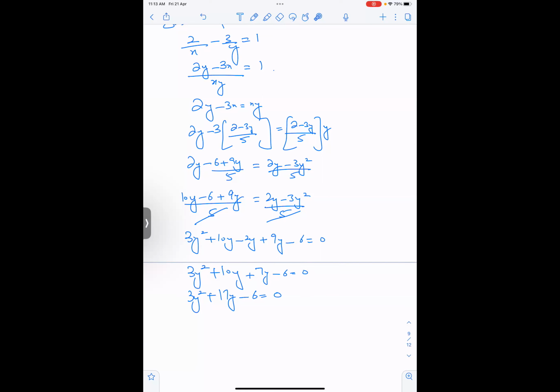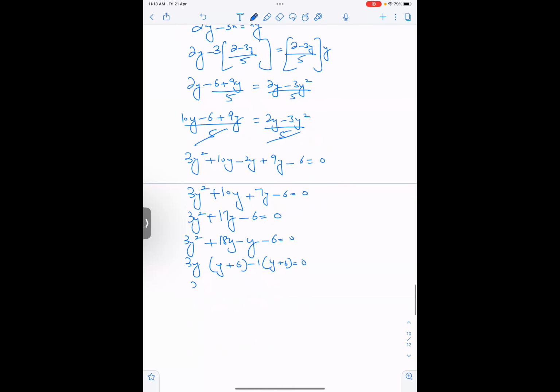Now I'm going to break the middle term. It will be 3y squared plus 18y minus y minus 6 equals 0. 3y is common, y plus 6 here, minus 1 is common, y plus 6 equals 0. So 3y minus 1 and y plus 6 equals 0. One answer for y is 1 upon 3 and the other answer for y is minus 6.